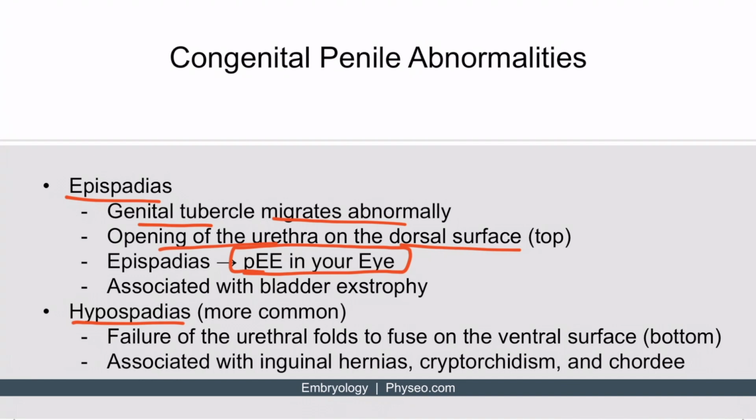Finally, epispadias is associated with increased incidence of bladder exstrophy, which also has the letter E in the word. And this is a rare condition where the bladder is exposed to the skin through an opening in the abdomen. Hypospadias is the last condition we'll discuss. This is more common than epispadias, and it results from a failure of the urethral folds to fuse on the ventral surface of the penis. This results in an opening on the bottom of the penis. It's associated with inguinal hernias, cryptorchidism, and chordee, which is upward or downward bending of the penis.